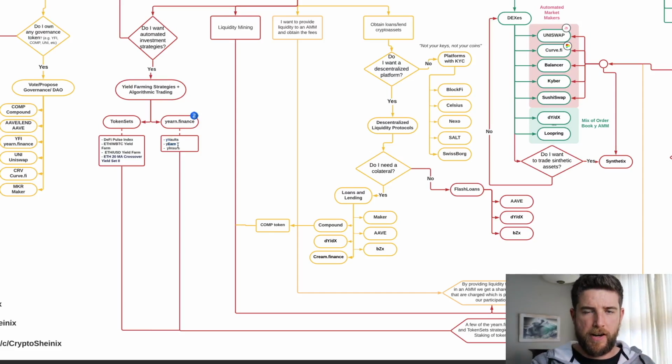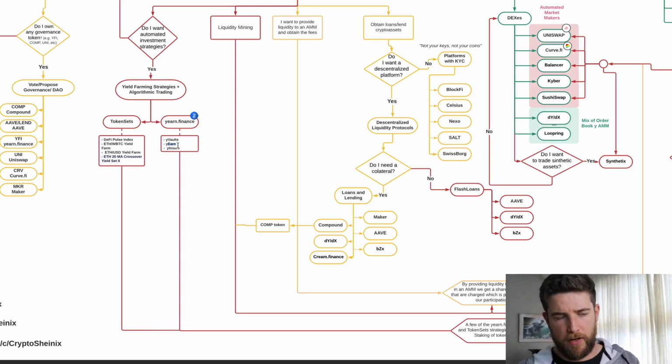So you put money in Yearn and Yearn automatically knows which platform has the highest yield and moves the money there, and then if it changes, it will move the money to another platform. And Y-Vaults are a little bit more complex because they have specific strategies.